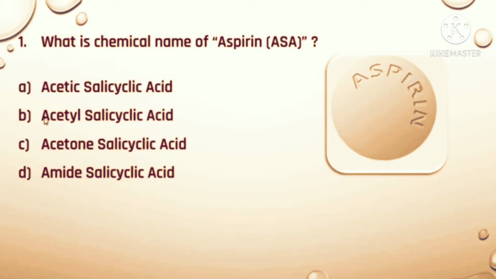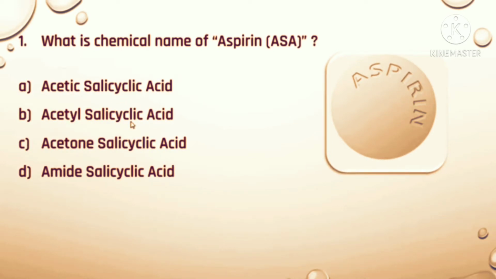What is the chemical name of aspirin? Option A, acetic salicylic acid. Option B, acetyl salicylic acid. Option C, acetone salicylic acid. And the fourth option, amide salicylic acid.